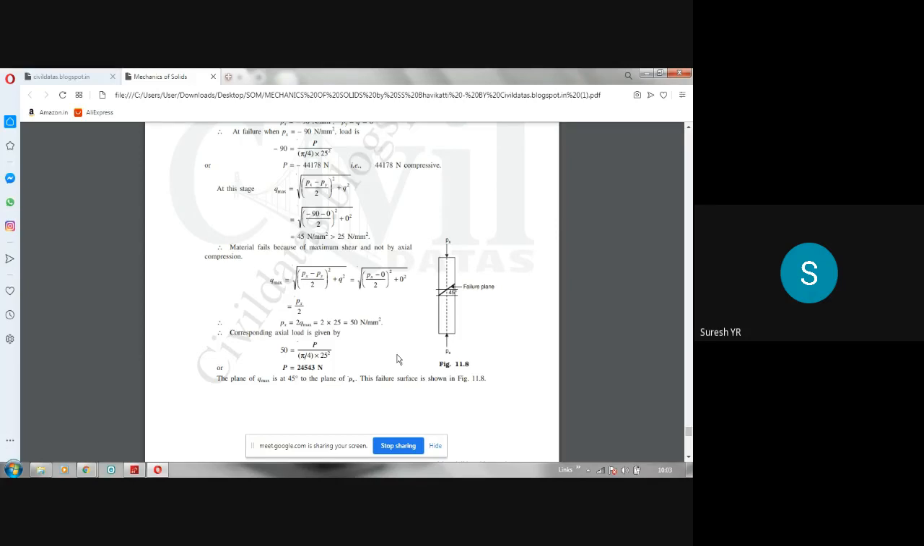So that's why in RCC we are using two materials. One is concrete, another is steel. Steel is strong in tension, concrete is strong in compression. So it will balance. So when you apply the load, steel is very strong in tension. It can take more tensile load. Concrete is very strong in compression. It can take more compression load.